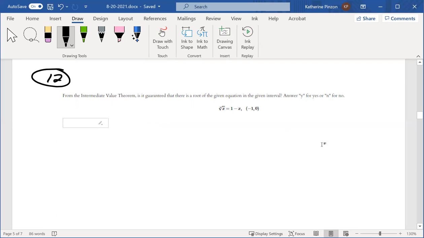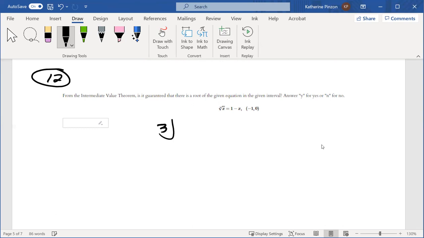Okay, this one says, from the intermediate value theorem. Oh, what do you have to know about the intermediate value theorem? It has to be continuous. From the intermediate value theorem, is it guaranteed that there is a root of the given equation in the given interval? So does this equation, cube root of x equals 1 minus x, have a solution on the interval negative 1 to 0? I think this is an easier question to answer if you get everybody on one side and 0 on the other side.